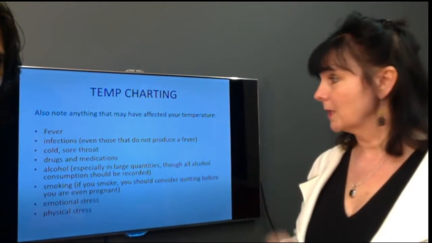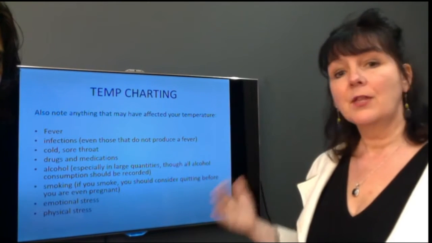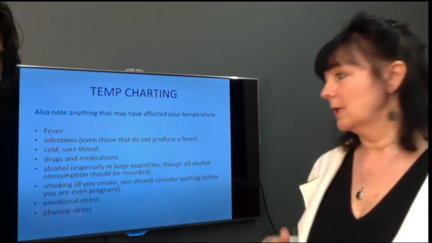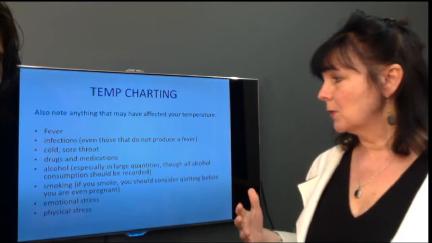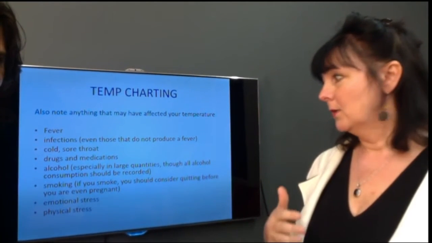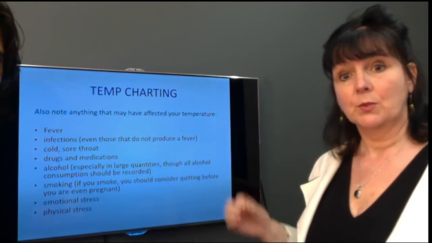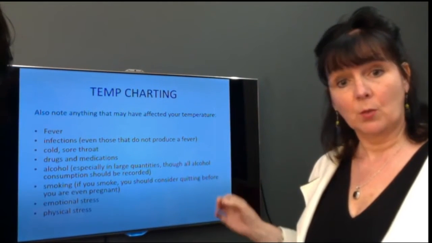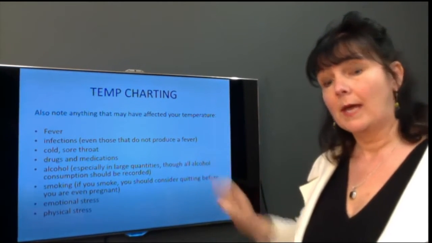And either emotional or physical stress. So, say that you are someone who does a lot of exercise, or you've been through a period of emotional stress. Make a note of that, because it will help us to see where that is affecting your chart, if there are anomalies. All right.